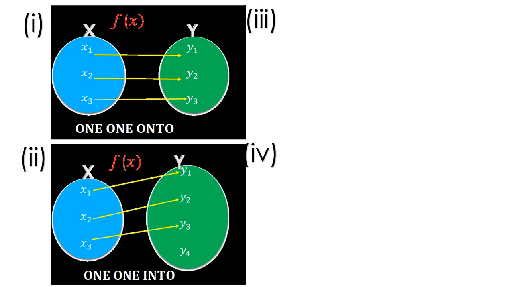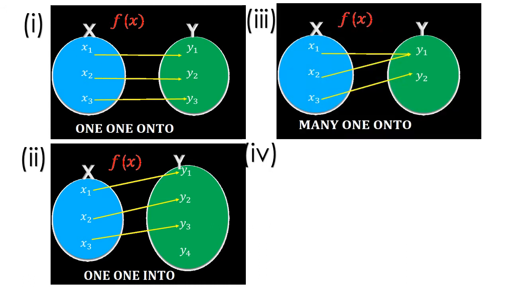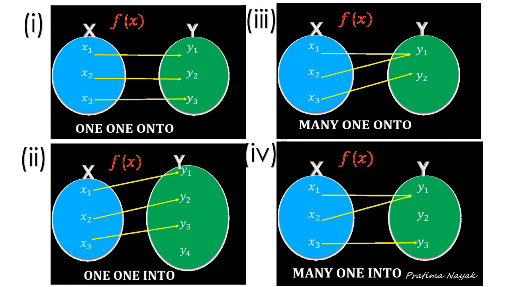Now these are the different functions' ray diagrams. You can see the figure. For the first figure, it is one-one onto. That means each element is mapped with one element, and no element is left in set Y. So this is one-one onto.